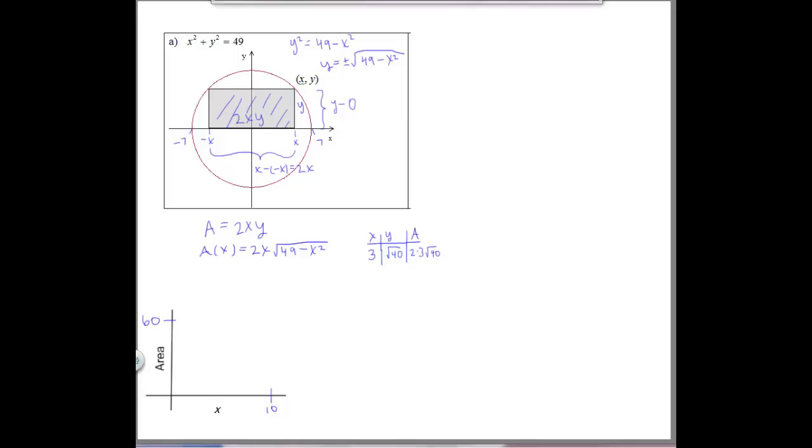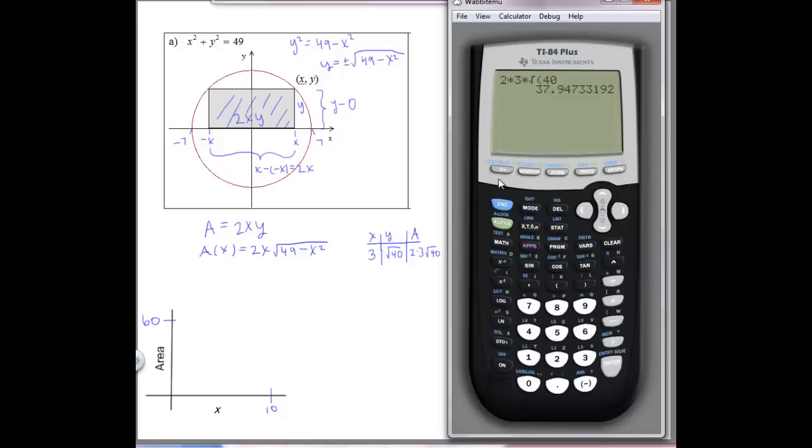Alright, so let's get that in. You go to y equals, I already have that typed in there, and if you go to window, here's the window: 0 to 10 for the x's, and 0 to 60 for the y's, and I counted by tens. And if you graph that, let's make sure, yeah, it's in there. So you graph it. Beautiful. All right, so we're interested in this point up here, the maximum area.